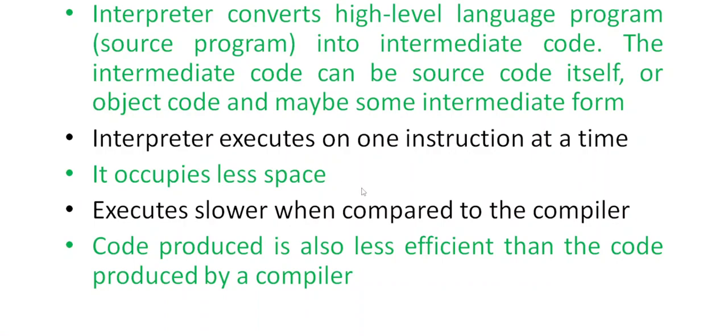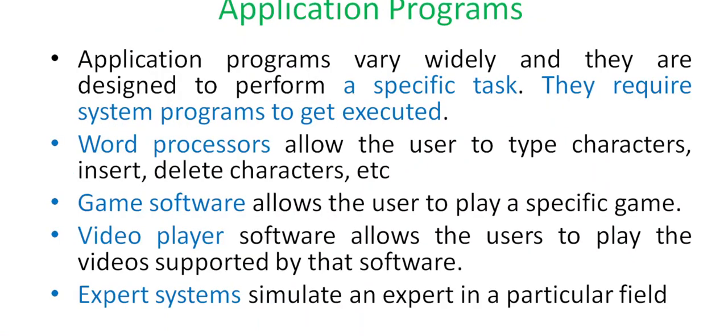So it occupies less space. An interpreter is usually smaller when compared to the compiler, but it executes slower when compared to the compiler. And the code produced is less efficient than the code produced by the compiler. So this is regarding the system software.